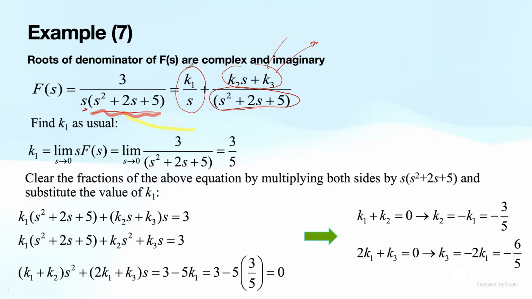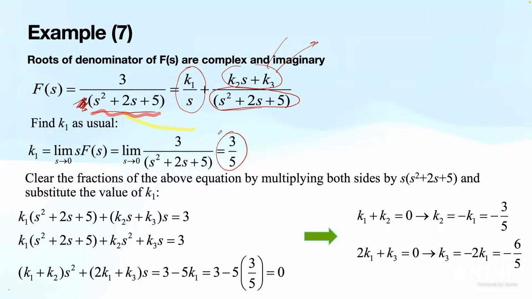K1 is easy to find. If you want to find K1, just multiply both sides by S. So S will disappear and set S equal to 0. So K1 will be 3 divided by 5. It's easy. K1 will be 3 divided by 5.